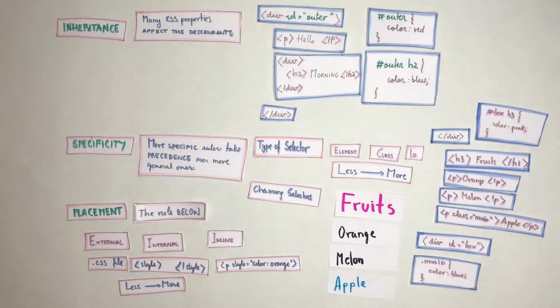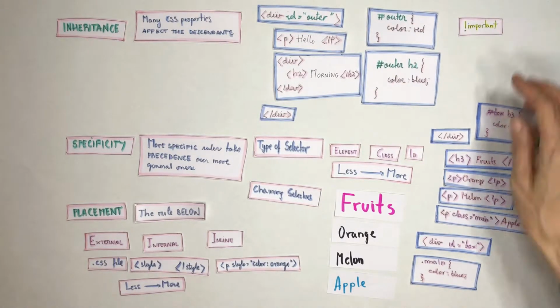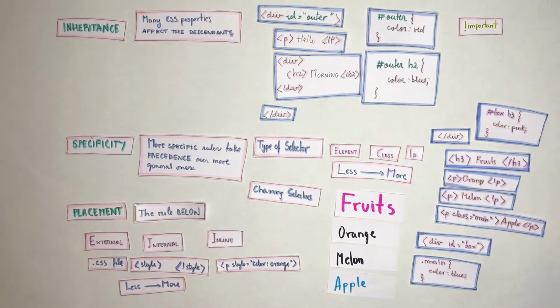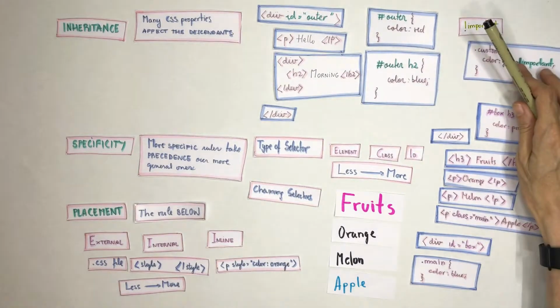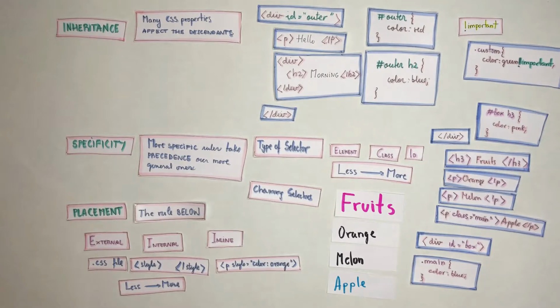One last thing regarding which property is going to be applied in case of conflict, and this is the important mark. Any CSS property marked with important is going to be applied regardless of its location or its specificity. It is going to override any other property. In that case, any element with the class custom is going to be green. It doesn't matter if there are other properties that are more specific or are placed in better position. Any property that is conflicting with that one is going to be overridden by this one.